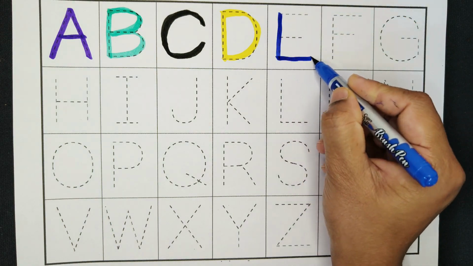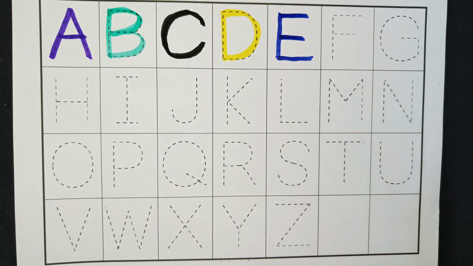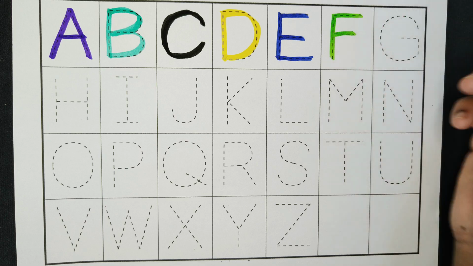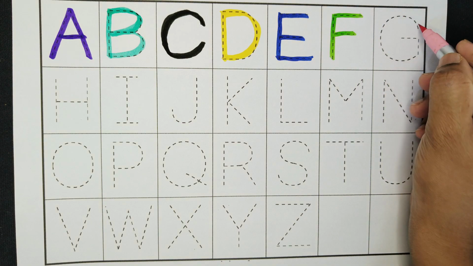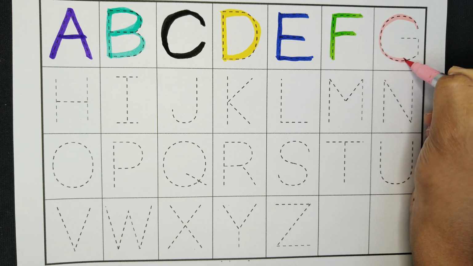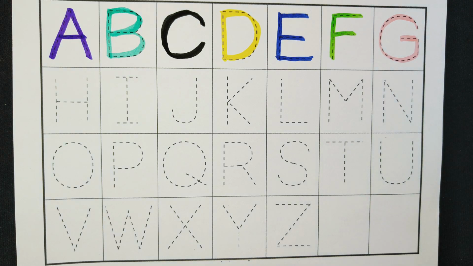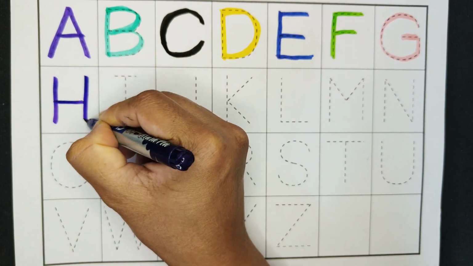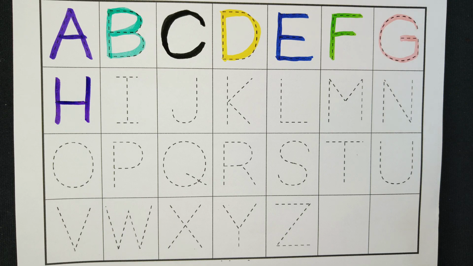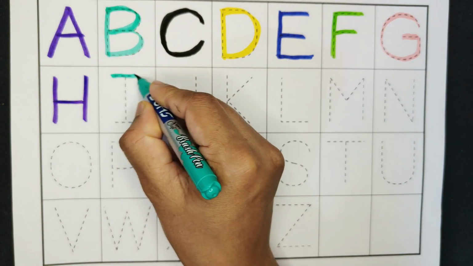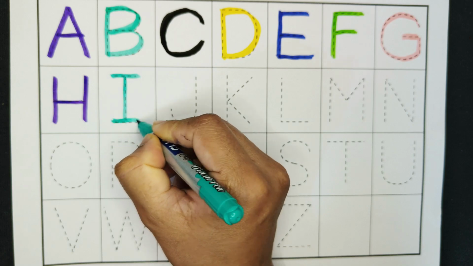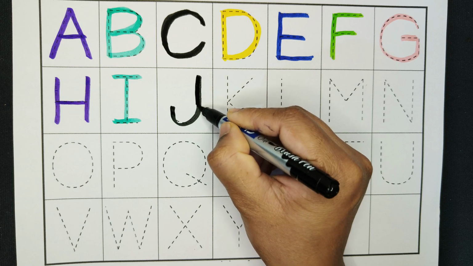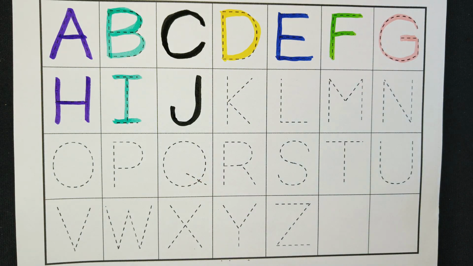E is for eagle. F is for frog. G is for giraffe. H is for hat. I is for ink pot. J is for juice.